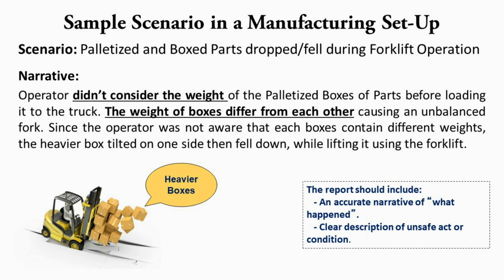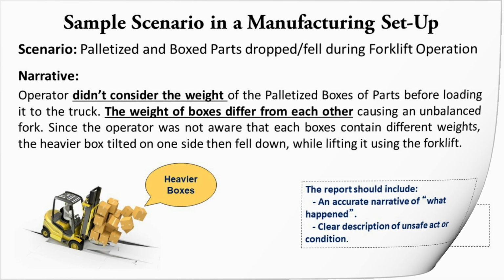In the narrative during investigation, operator didn't consider the weight of the palletized boxes of parts before loading it to the truck. The boxes' weight differ from each other, causing unbalanced work. Since the operator was not aware that each boxes contain different weights, the heavier boxes tilted on the side then fell down while lifting it using the forklift.